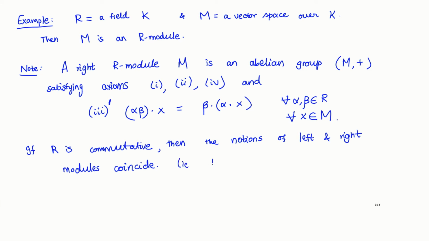In other words, the map from R cross M to M satisfies the axiom 3 if and only if it satisfies the axiom 3 dash. Okay, and you can check this quickly. All you have to do is replace alpha beta by the product beta alpha. It's the same thing because R is commutative, and then observe that axiom 3 dash would just reduce to axiom 3. Okay, so write out a formal proof of this fact.